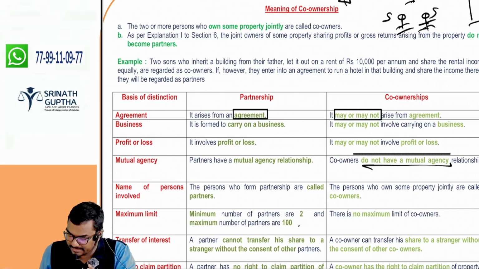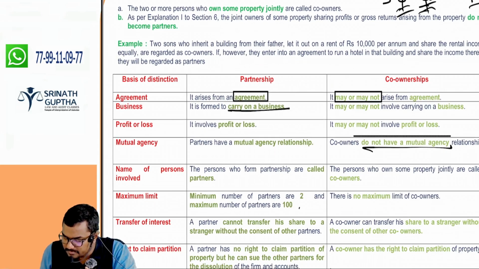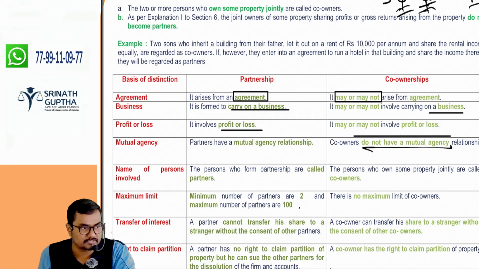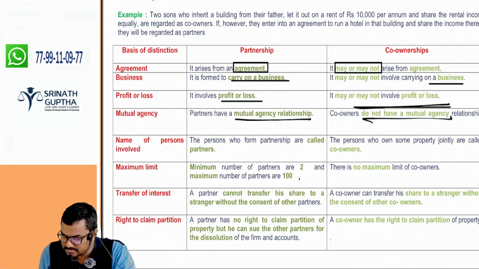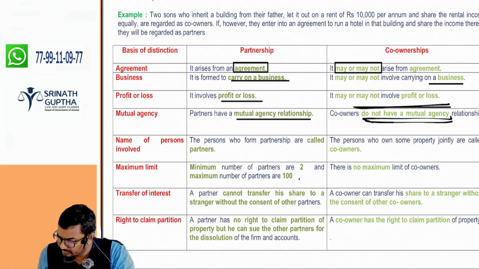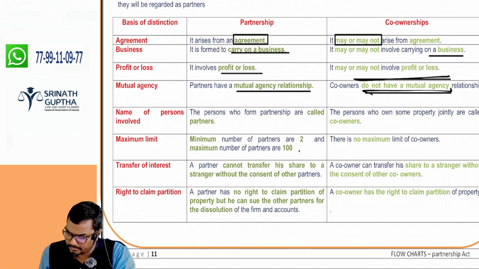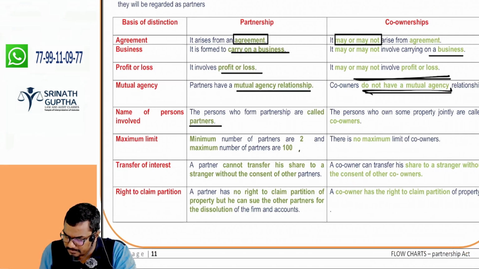Co-owners by agreement. In a partnership, there must be a business. Here, there may or may not be a business. Since business is there, sharing of the profits and losses will be there. Since there is no business, profits and losses may or may not be there. In a partnership there is mutual agency. There is no mutual agency among the co-owners. Here, persons are called partners; there, persons are called co-owners.